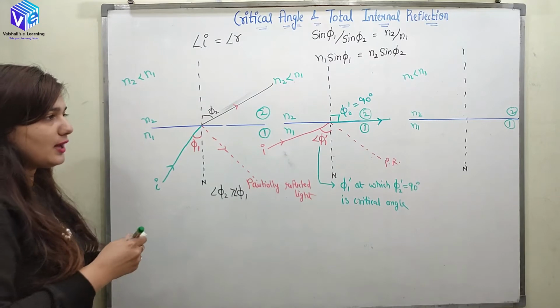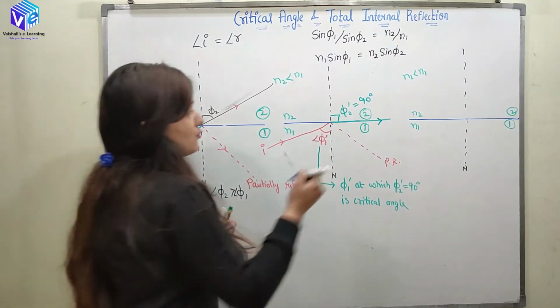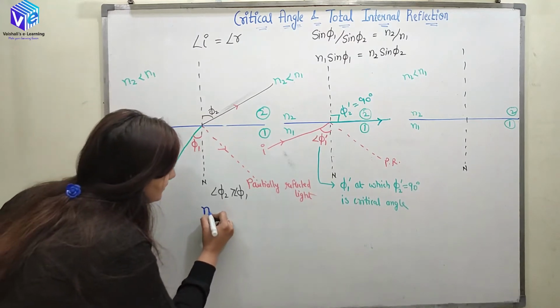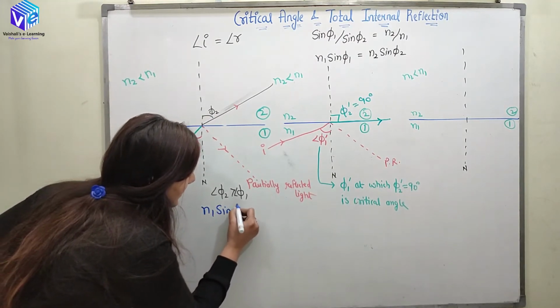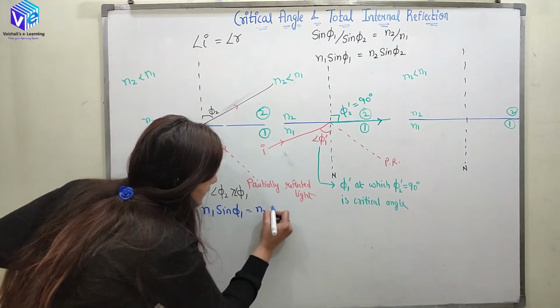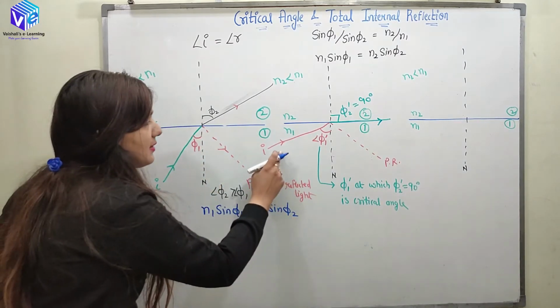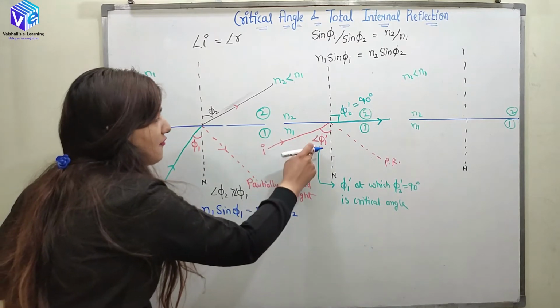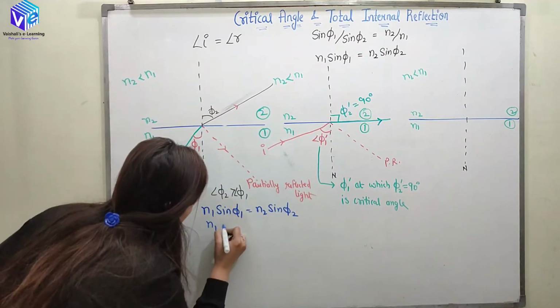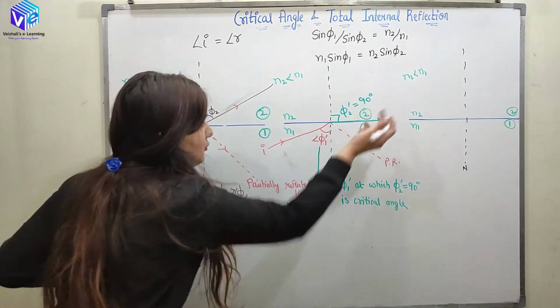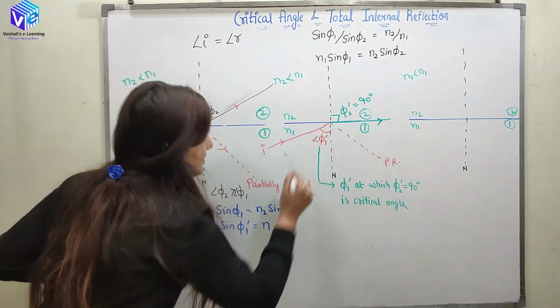Right, so now I know my ray is moving in this direction, and I know Snell's law as well. According to Snell's law, n1 sine phi 1 is equal to n2 sine phi 2. So now what is n1 over here? n1 is n1, phi 1 is phi 1 dash. So n1 sine phi 1 dash will be equal to n2 sine phi 2, where n2 is n2 and phi 2 is 90 degrees.